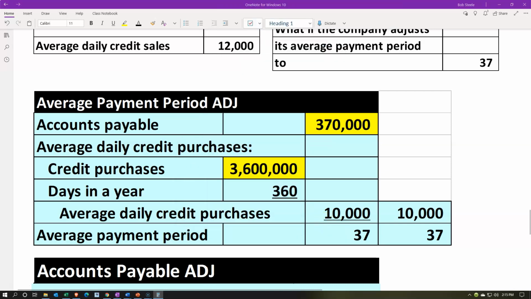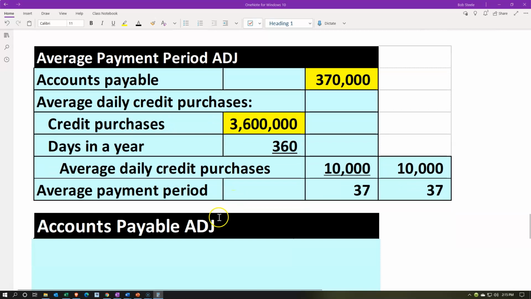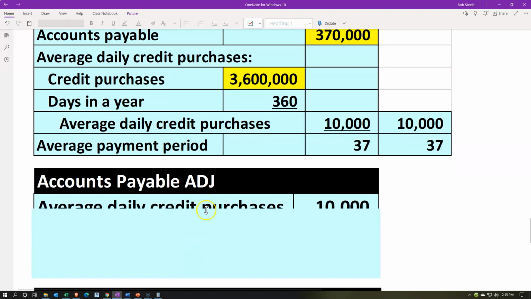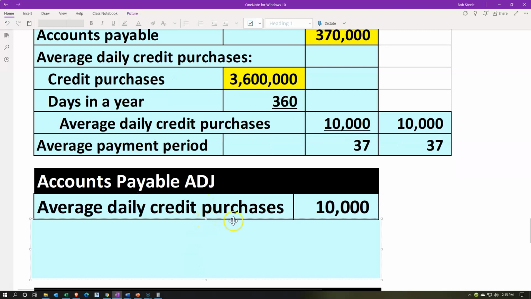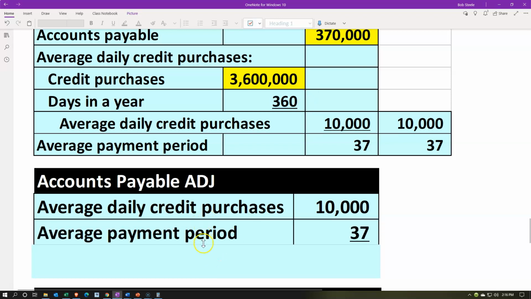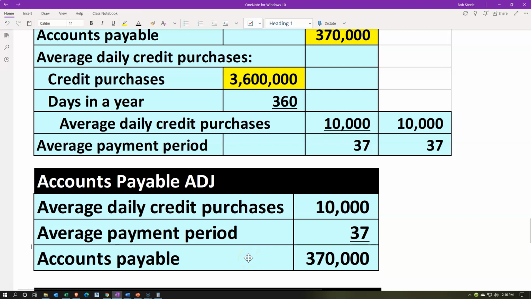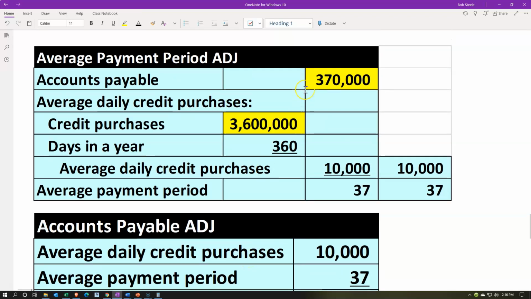If you were to break the algebra down to calculate the accounts payable, something you won't typically be able to look up. If you're looking up the formula, you will be able to look up this formula to back into accounts payable. It would look something like this. We would simply take the average daily credit purchases, which is 10,000 given to us. In practice, we might need to take the 3,600,000 yearly to get to the average. And then we would have the average payment period, 37. That gives us the 370,000 once again.